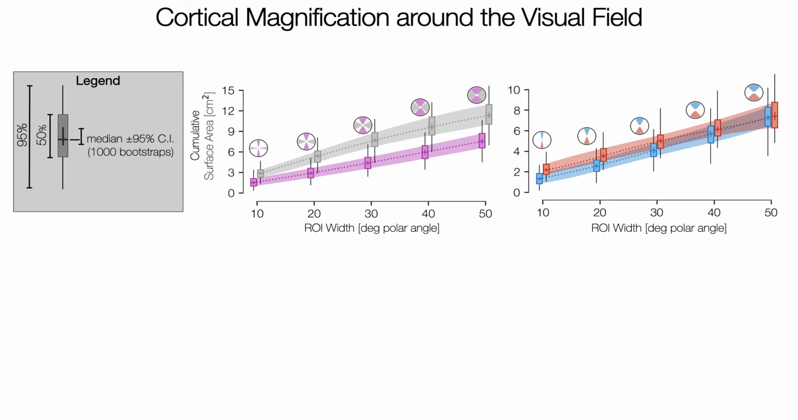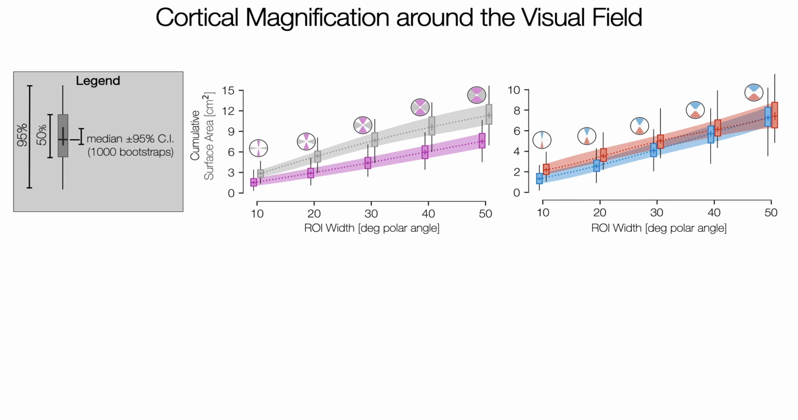Here are the results of this analysis. Both plots are showing the surface areas of the cumulative ROIs. The left panel shows horizontal in gray versus vertical in magenta. The surface areas are shown on the y-axis, while the x-axis gives the ROI width around the meridians in terms of polar angle degrees. Clearly, the cumulative horizontal ROIs are larger than the vertical ROIs at all polar angles.